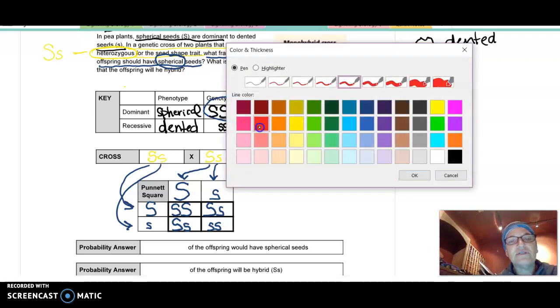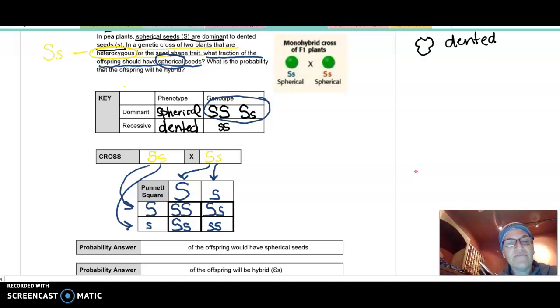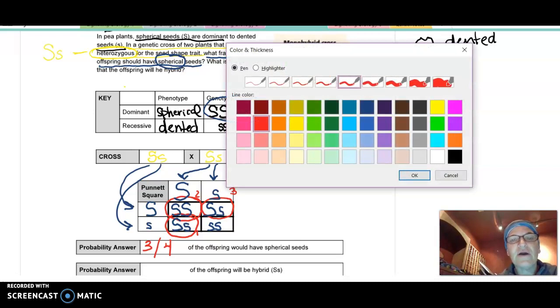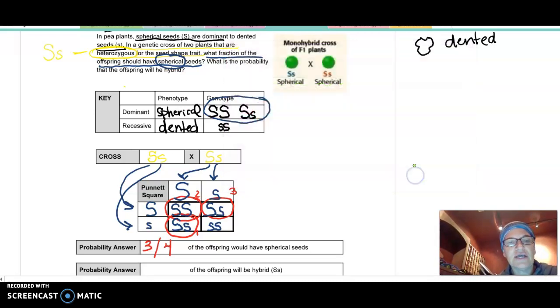So I just go down to my Punnett square, and I'm going to circle everything that has spherical seeds. So this heterozygous will, this homozygous dominant will, and this heterozygous will. This homozygous recessive will not. It will have dented. And so the probability, or the fraction, is how many of those four will have spherical seeds. So I literally just count 1, 2, 3, and my answer is 3/4 of the offspring will have spherical seeds. Likewise, I go back to the next question that it's asking.